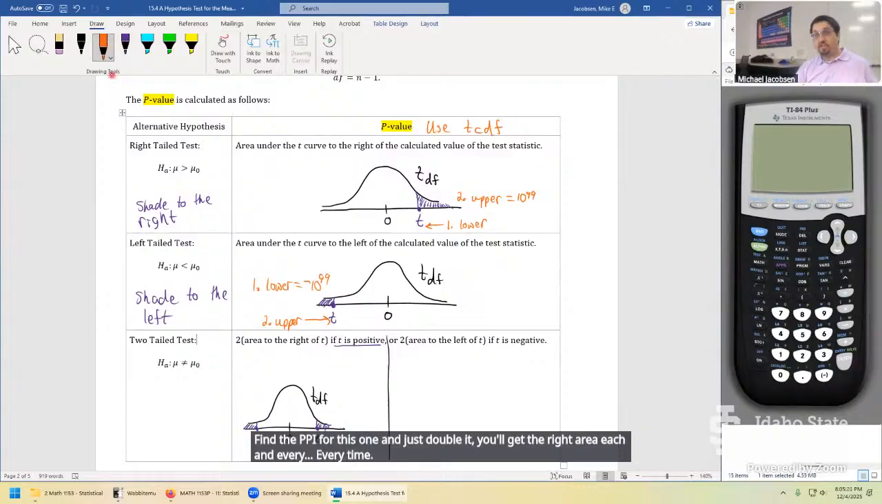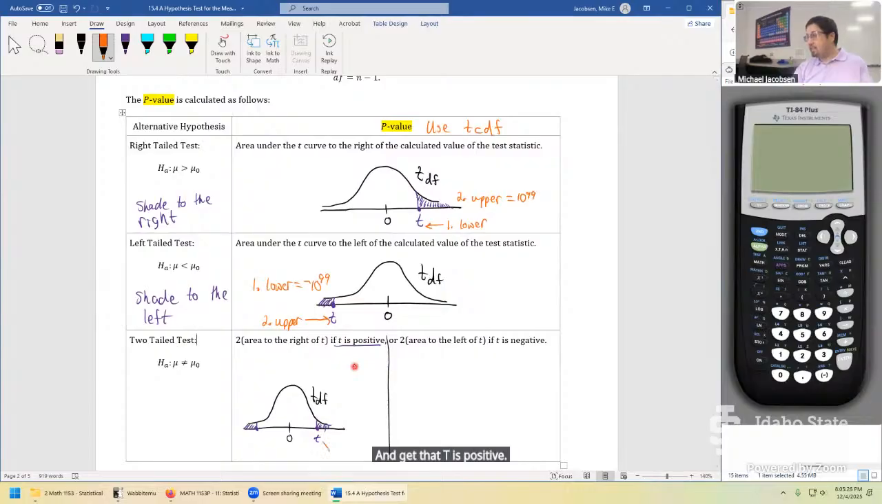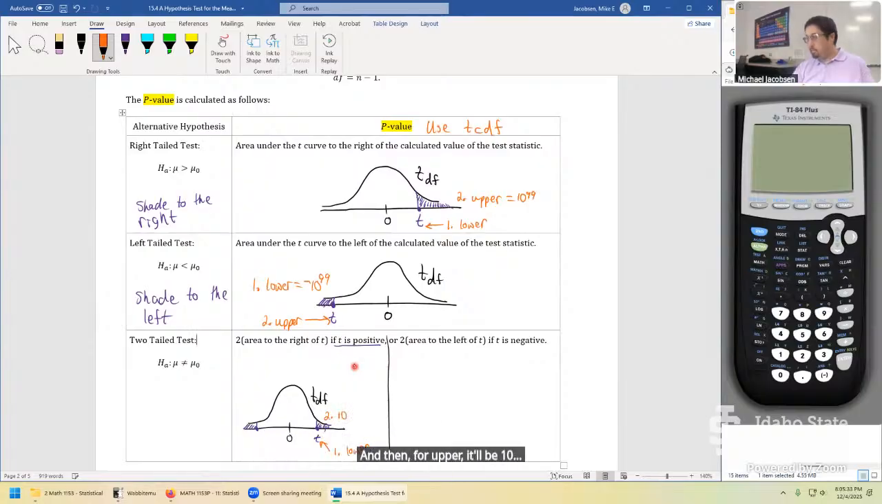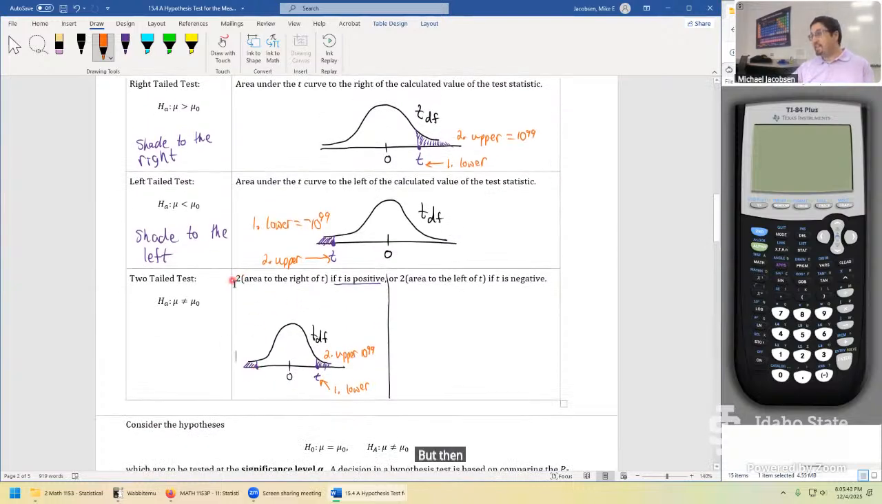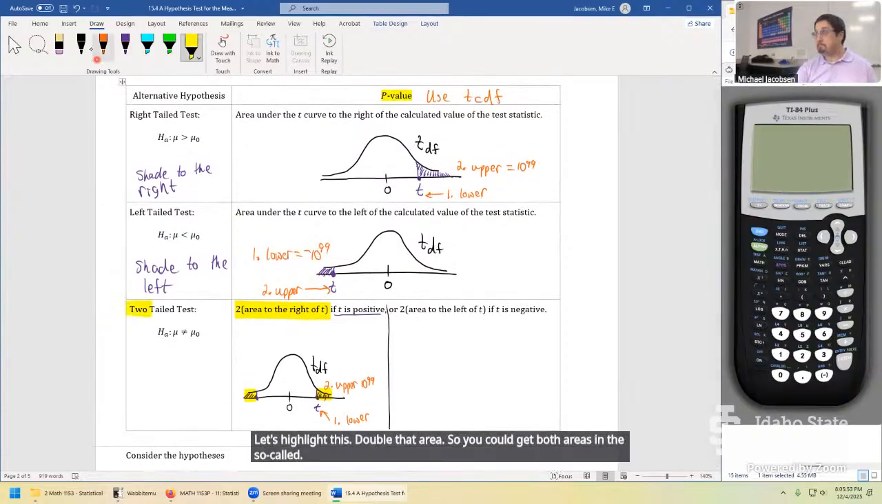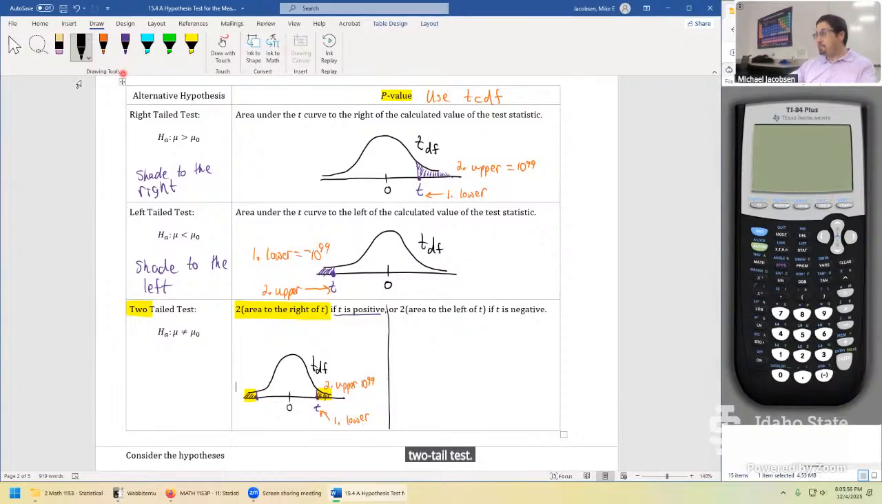So this one, if we run this and get that t is positive, we would use the test statistic t for the lower. And then for upper, it'll be 10 power 99. But then don't forget, critically, double it. Let's highlight this: double that area so you can get both areas in the so-called two-tailed test. So that's if you get a positive test statistic.